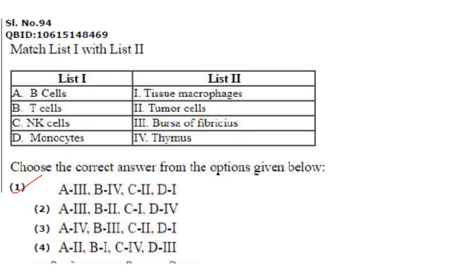Then coming to various cells. B cells. B cells are found in bursa of Fabricius in birds. T cells, they mature in the thymus, B4, A3. NK cells, natural killer cells. They are found in tumor cells, and monocytes, they are tissue macrophages. So the answer here is option 1.